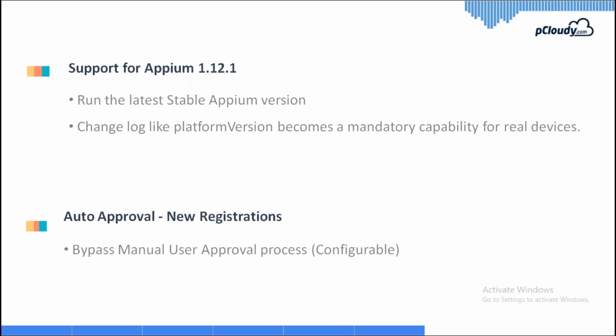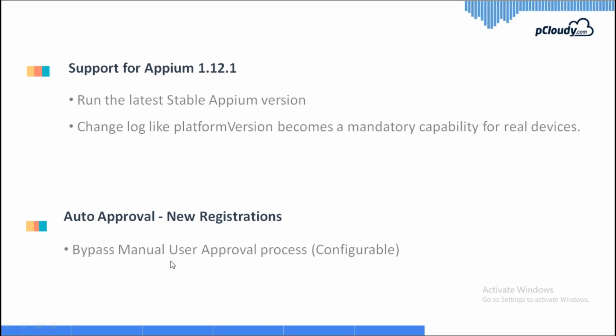All those things have been automatically added by pCloudy, like the change log, like the platform version. Now it is a mandatory capability which needs to be given for real devices. If you are using an emulator, it's a different story, but if you are using a real device, platform version has to be provided. So this is something which we have already integrated. Those who are using Appium at pCloudy can now start using 1.12.1.